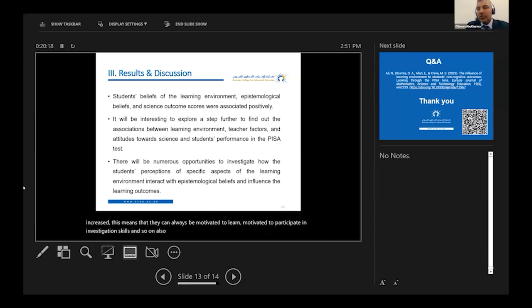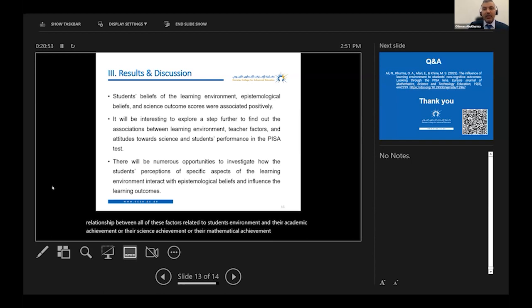Also, for future studies, it's a good chance to explore a step further to find out the associations between learning environment, teacher factors, attitudes towards science, and students' performance in PISA tests. Again, as I said earlier, the PISA test will give us a prediction or an indicator of the relationship between all of these factors related to students' environment and their academic achievement, their science achievement or their mathematical achievement and so on.